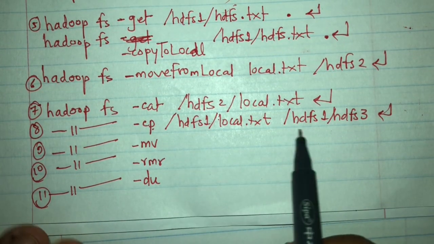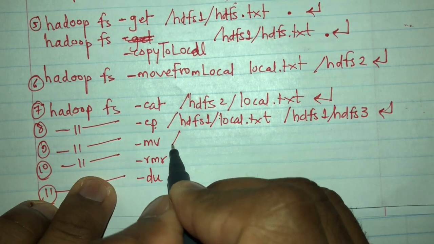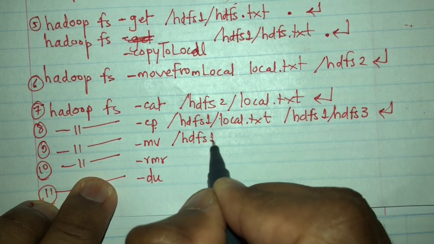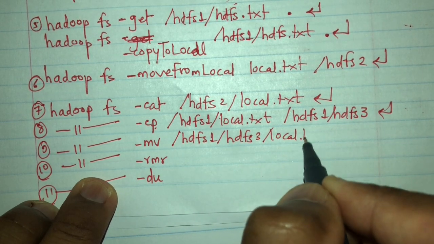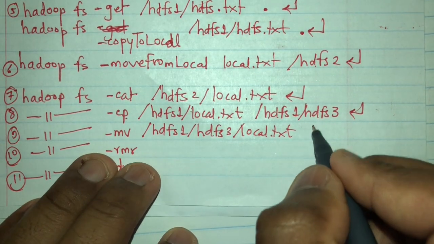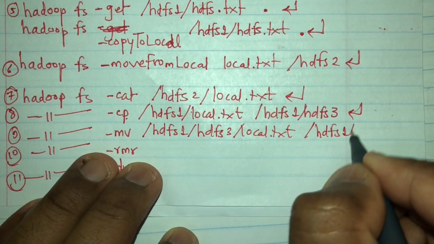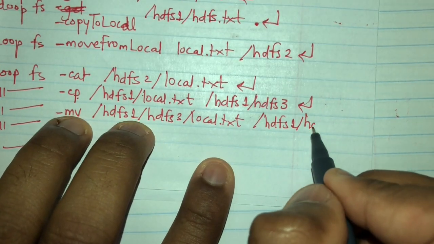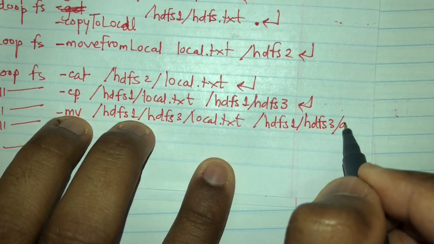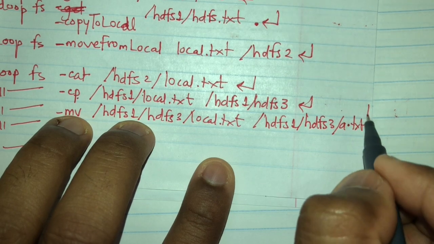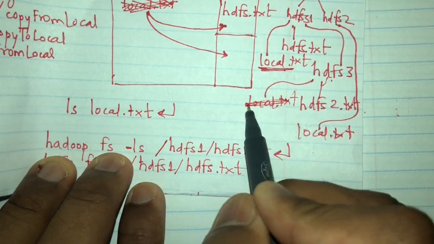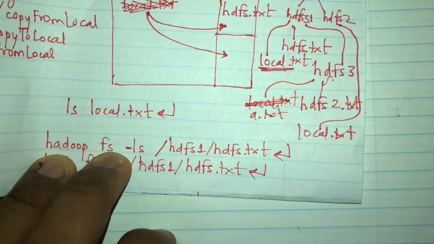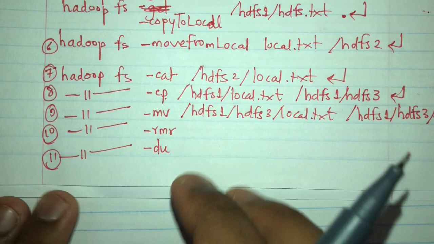Move is rename. So let's say once I copy, I want to rename this file to something else. So I will do something like this, slash local.txt to, let's say, slash HDFS1 slash HDFS3 slash a.txt and enter. So whatever the name, local.txt, which was inside HDFS3, it will be renamed to a.txt. Correct.